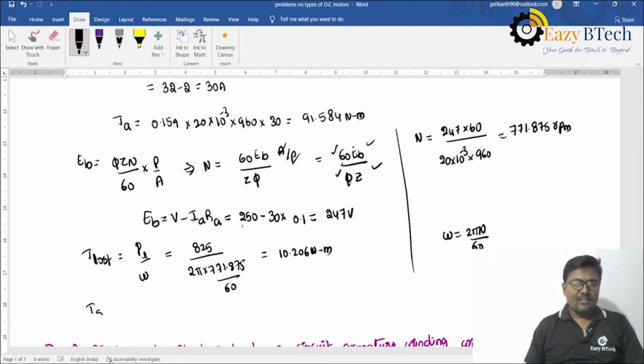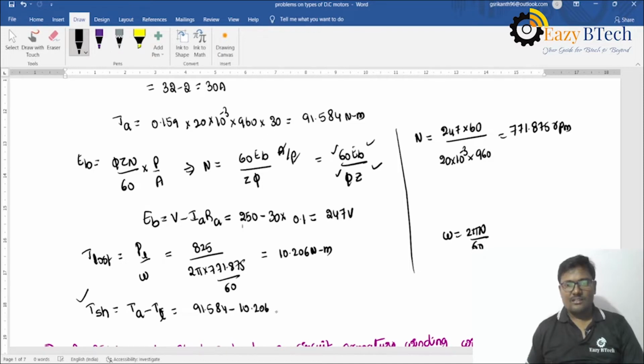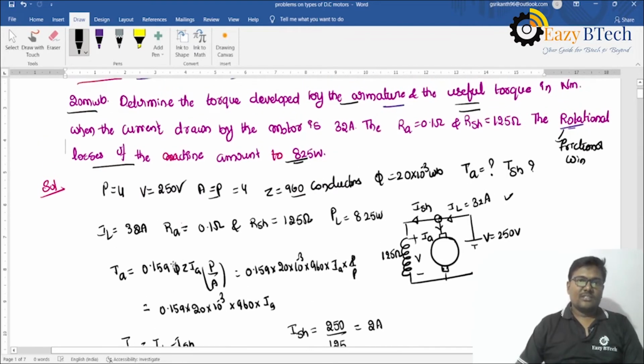How can you get the shaft torque or useful torque? From the armature torque, if you subtract the lost torque, then I get the shaft torque. So 91.584 minus 10.206 is equal to 81.378 Newton meter.